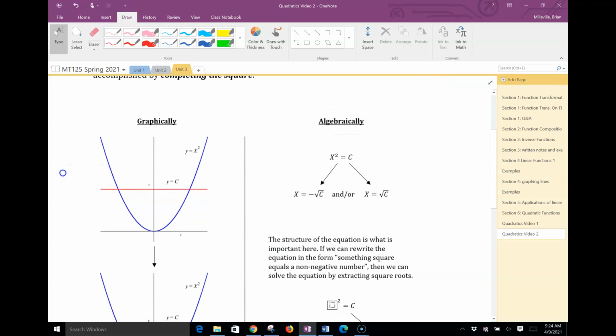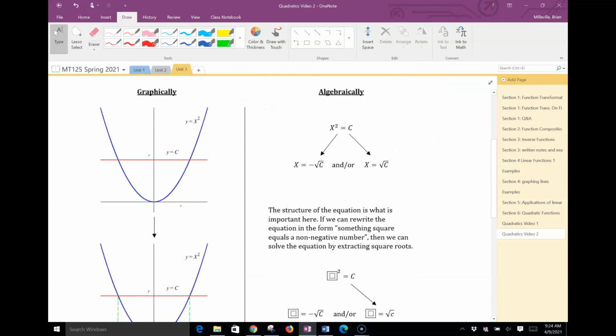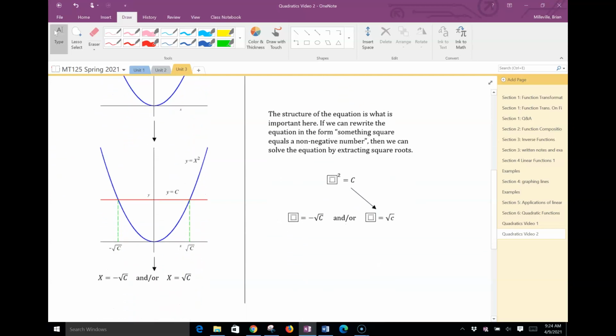Just as a quick reminder, we've seen this picture before. When we think about y equals x squared versus y equals c, thinking about the equation x squared equals c, if we let y equal the left hand or the right hand side, we are reminded that we get two solutions to an equation like this because there are 2 points of intersection on our graph. And again, when we extract the square roots, we cannot forget that this really does mean two possible solutions, one being the positive square root, one being the negative square root of that number, c.